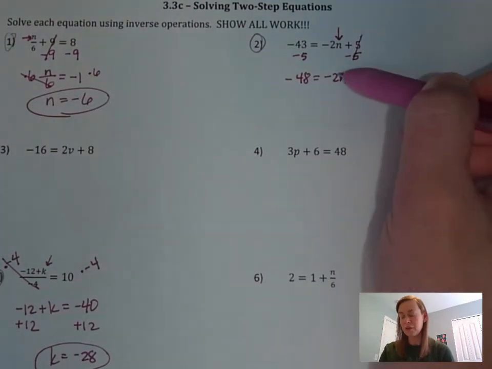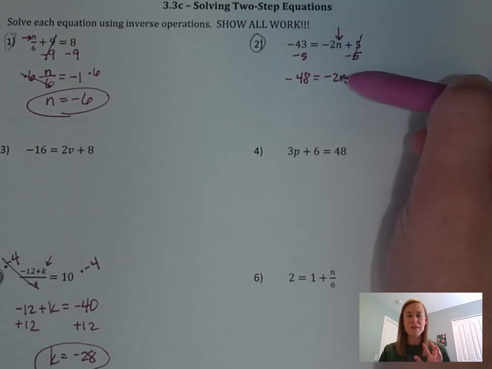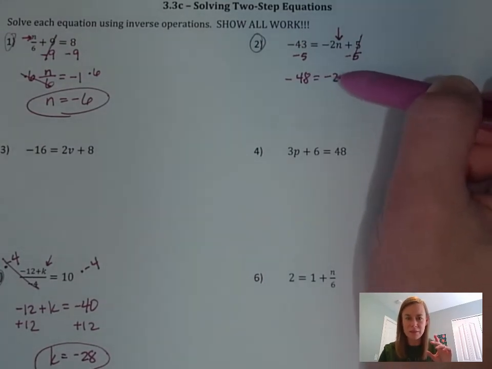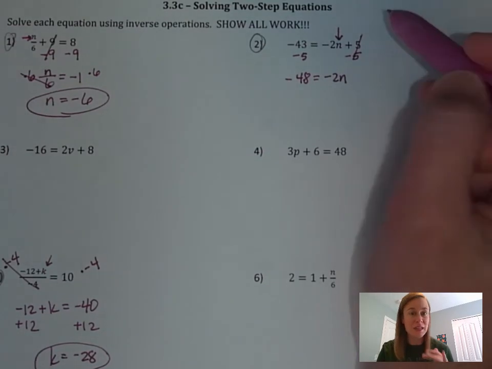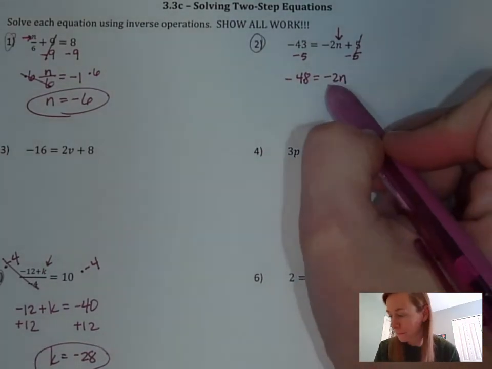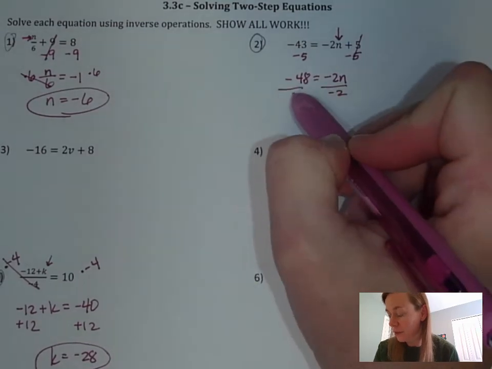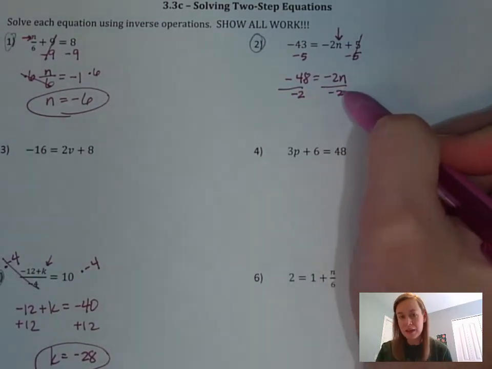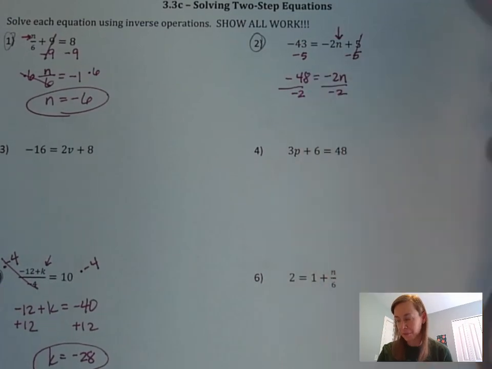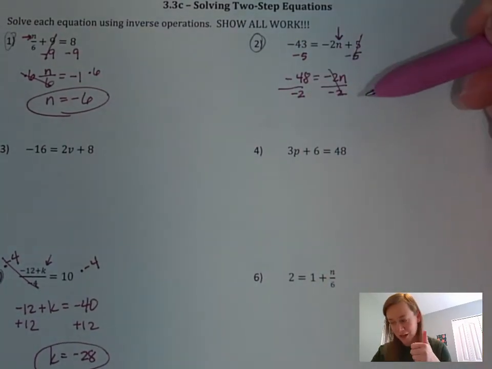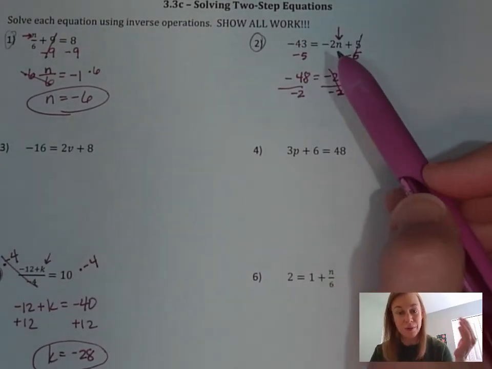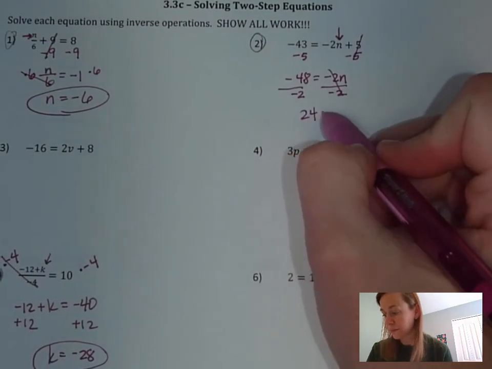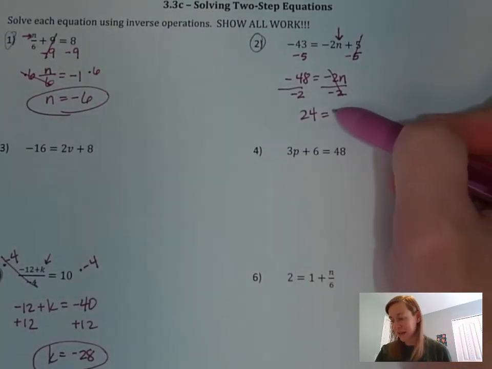Okay, now all we have to get rid of is the negative 2. So if you have these two numbers multiplying together, what's the opposite of multiplying? Dividing is the opposite of multiplying. Good. So what we want to do is divide by the number we want to get rid of, which is negative 2. And make sure you divide by the same thing on both sides. So this is being divided by negative 2, and that's being divided by negative 2. Over here, they're going to cancel, which is great. Over here, negative 48 divided by negative 2 is going to be a positive 24. And that is going to equal n, which is now finally by itself.